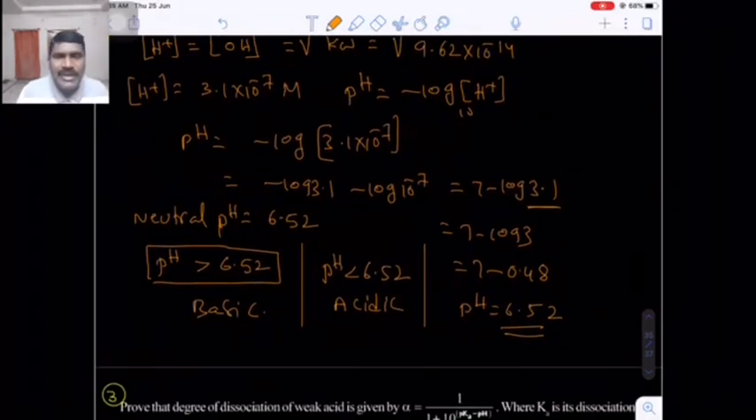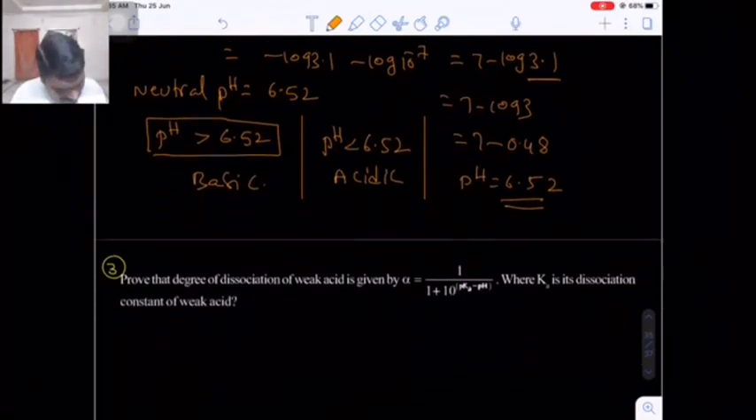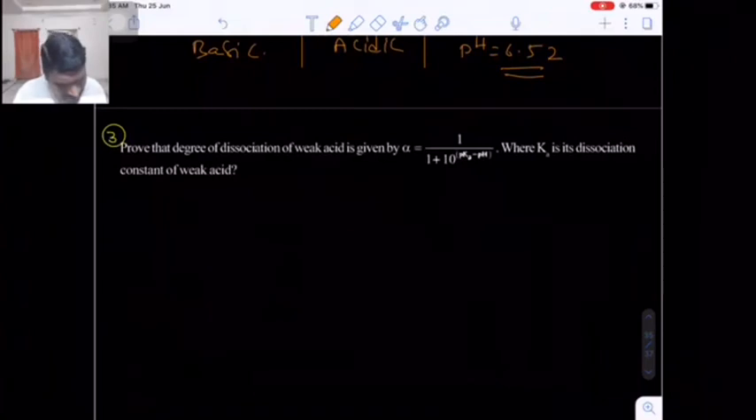The exact neutral point is 6.52. If the given pH is more than 6.52, that is basic character. If it is less than 6.52, that is acidic character. Okay. Now there is one more question.